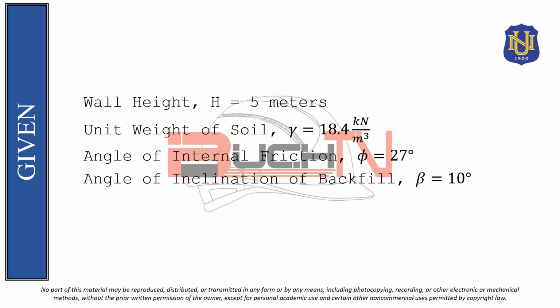So, drawing pa natin yan. So, ito yung retaining wall. Then, ito yung backfill niya, which is sloping. Sabi dun, this is the beta, that is the 10 degrees. Then, ito yung height ng retaining wall, which is 5 meters. So, that are the givens for this problem.